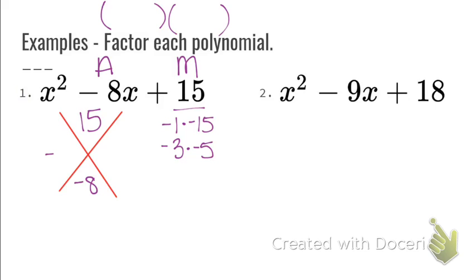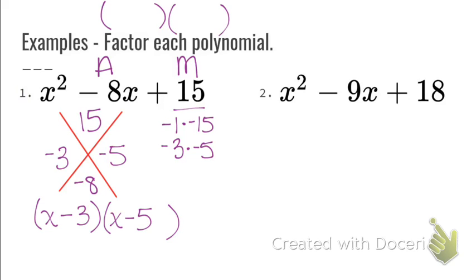I'm hoping you notice that negative 3 plus negative 5 would add up to negative 8. So when we write our answers in our parentheses, we are going to have x minus 3 and x minus 5. Because again, they were both negative numbers. Like I said at the end of the video yesterday, if you would rather write it as x minus 5 and then x minus 3, that's the same thing. It could be written either way.